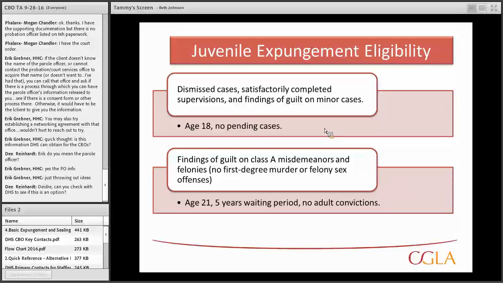When you're found guilty and found delinquent on a juvenile case, the second box down there, you still can't file until you're either 21 or 5 years after the offense happened, and you can never have been convicted as an adult. This is juvenile expungement solely right here. So most juvenile records, almost all of them, are eligible to be expunged except for first-degree murder or a felony sex offense. Any other juvenile record would be eligible at a certain point so long as they've never been convicted as an adult.